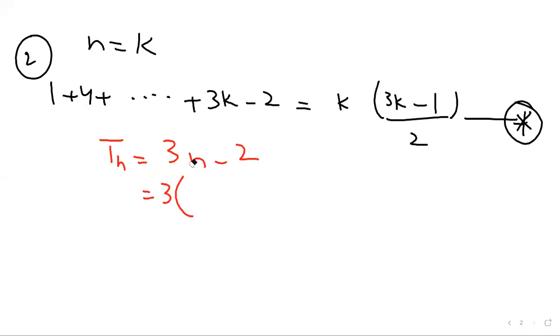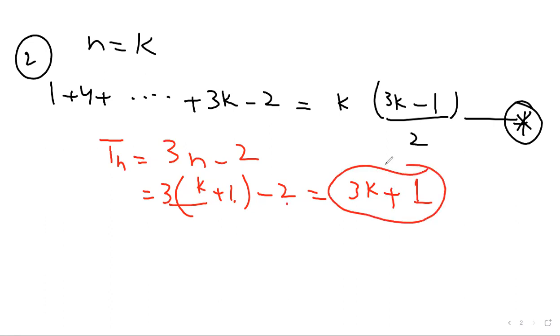Rewriting it, k plus 1 minus 2. It means that it will become 3k into 3. 3k plus 3 ones are 3, minus 2. 3 minus 2 is positive 1. It means that it is the term that will be added on both sides in the static equation.